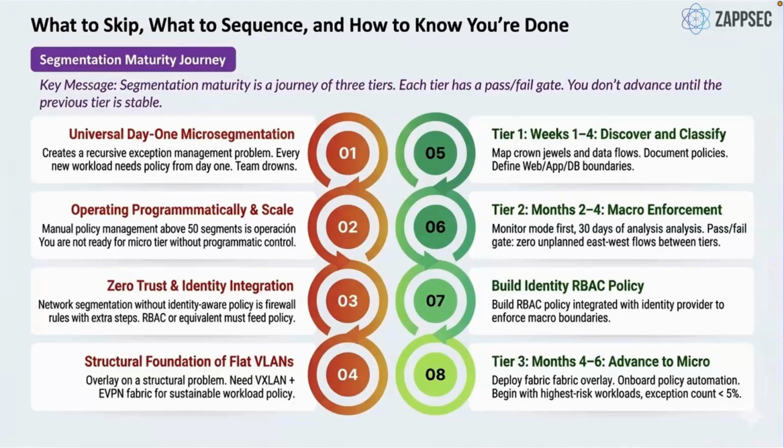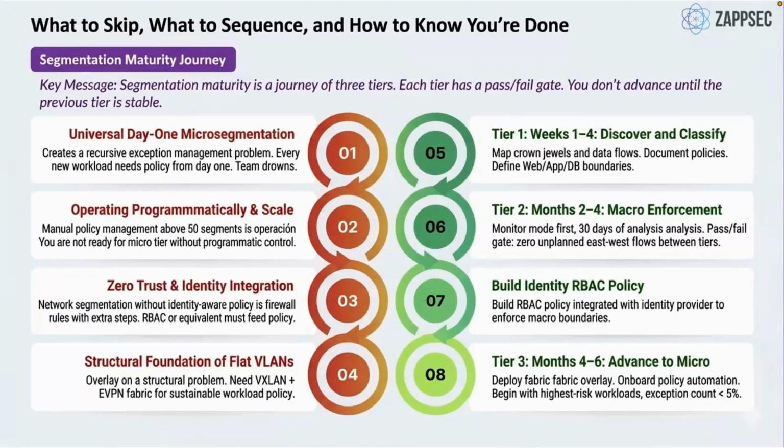And when you go to months 4 to 6, advanced to micro, that's when you go from macro to micro, deploy VXLAN plus EVPN on the network, and onboard policy automation. Start with 20% of the highest risk workloads. The pass/fail gate at this phase is an exception count below 5% of total rules. Above that means the architecture is not ready to advance any further. If it is below, then you're good.